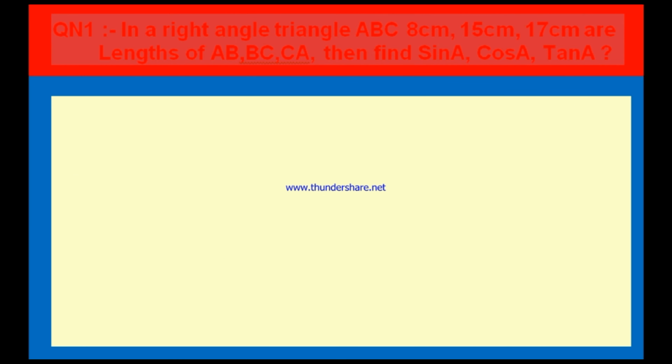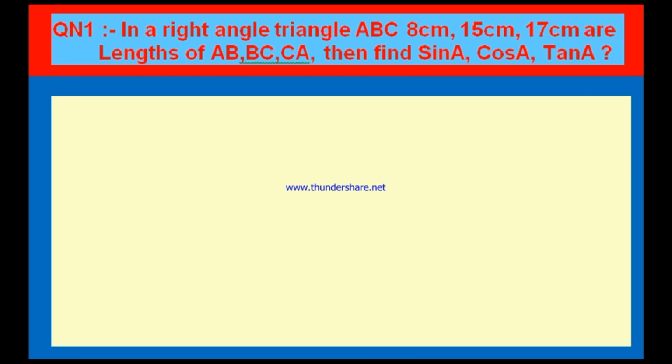Now look at question number 1. In a right angle triangle ABC, 8 centimeters, 15 centimeters and 17 centimeters are lengths of AB, BC and CA. Then find sin A, cos A and tan A.